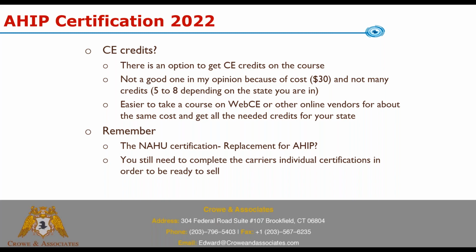My suggestion to get CEs is use an online vendor like WebCE. I mean, for like $25, you can get all the CEs you need for your state to meet the requirement. So spending the $30 for the 5 to 8 on AHIP, to me, doesn't make sense, but I leave that up to you.